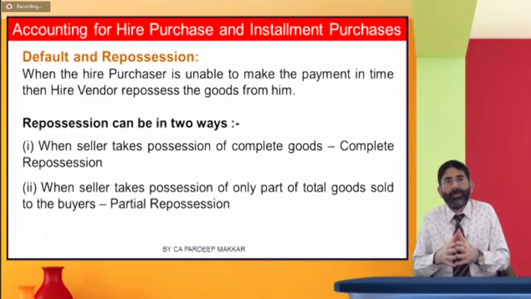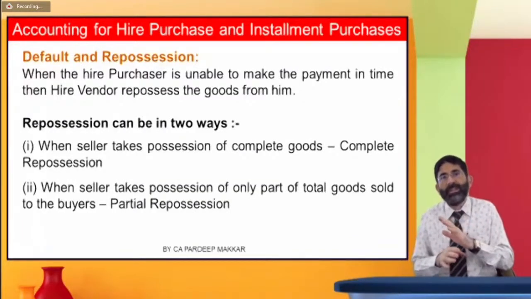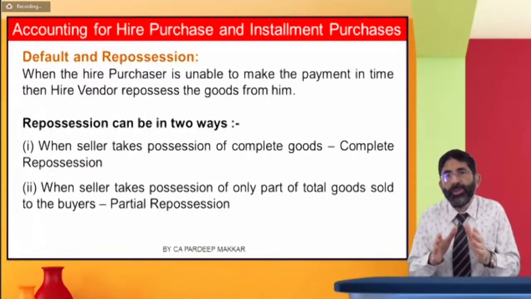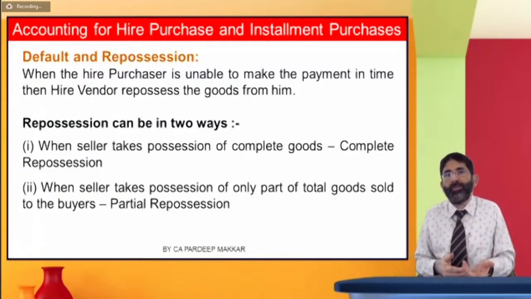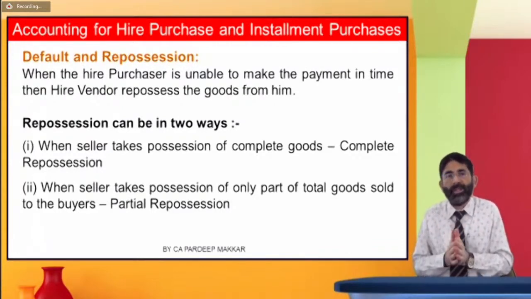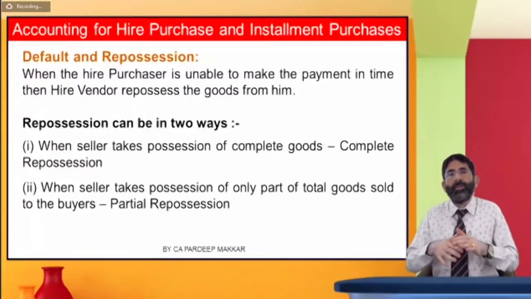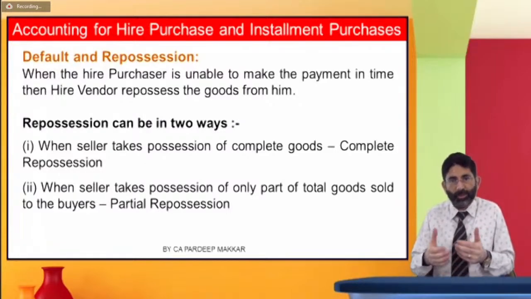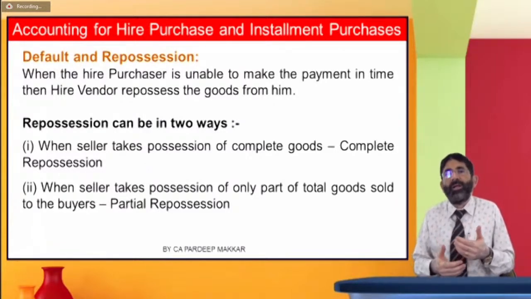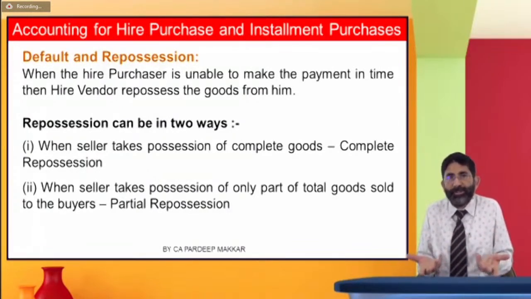Because if we have purchased only one car, then obviously there is a complete repossession. He is not going to leave a partial part of the car with you. He will take back the complete car. But in case I have purchased two or three cars, then we may sit and finalize whatever we have to do. So there may be a chance. It is not compulsory on the part of the vendor. It is just an option with the vendor.